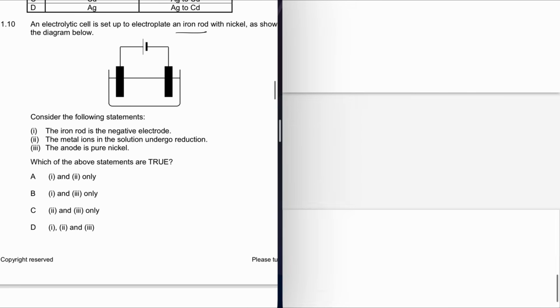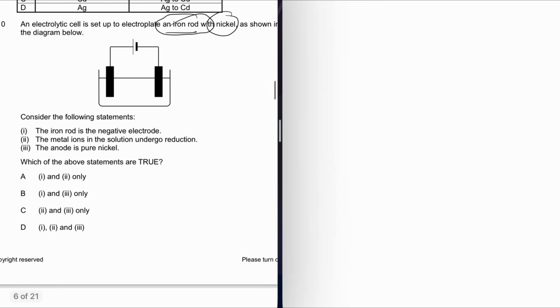Question 1.10, an electrolytic cell is set up to electroplate an iron rod with nickel, as shown below. Consider the following statements. Point 1, the iron rod is the negative electrode. Point 2, the metal ions in the solution undergo reduction. Point 3, the anode is pure nickel.